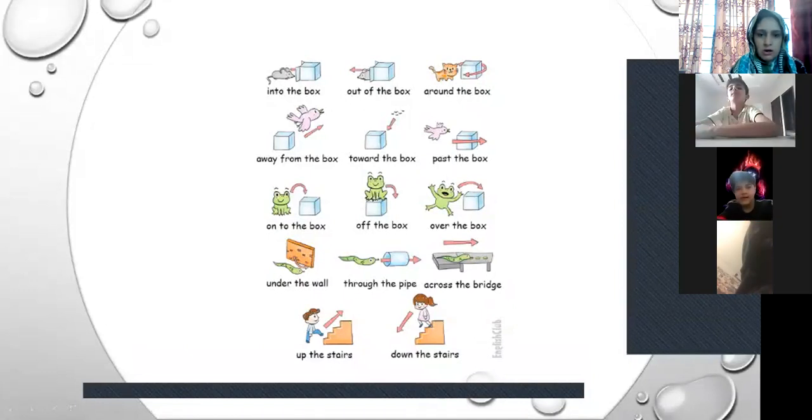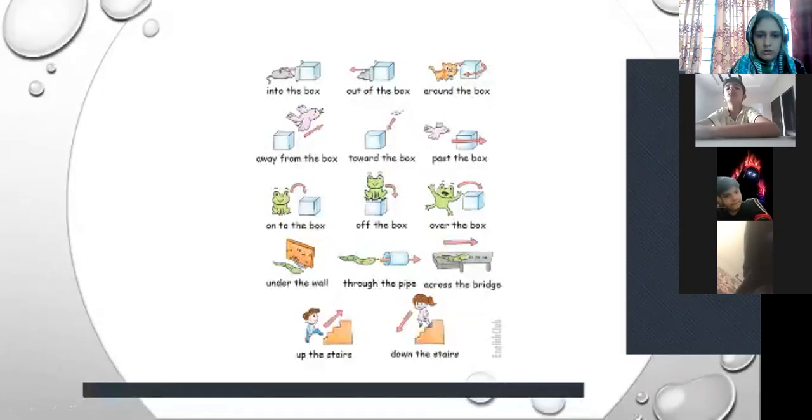Onto the box. Onto means, as you see, it's going to sit on the box, so onto the box. Off the box means you need to get off. For example, your mom says, don't jump on the sofa, get off the sofa, right? So that's how we use the word off, preposition of movement for the things.